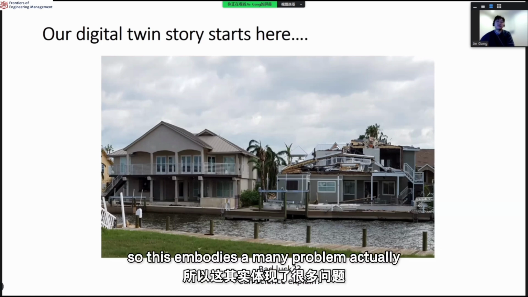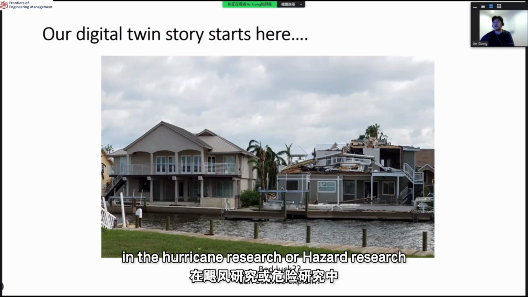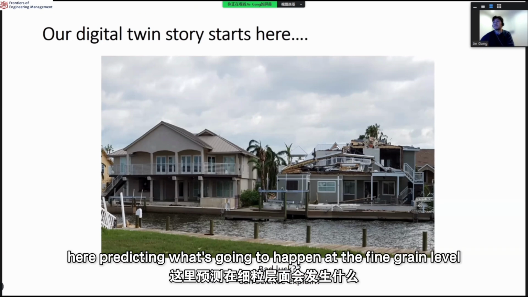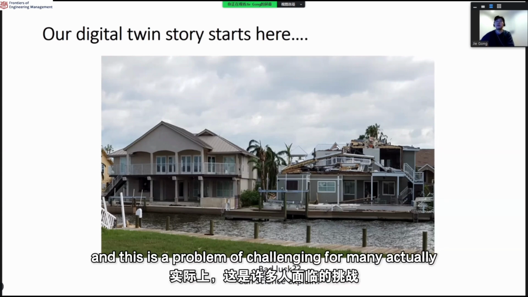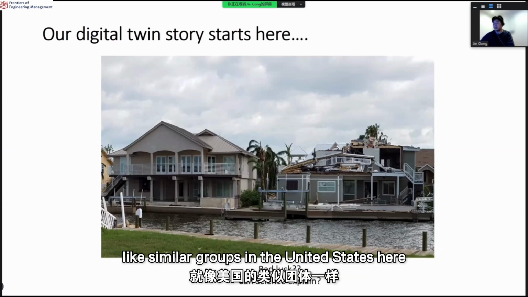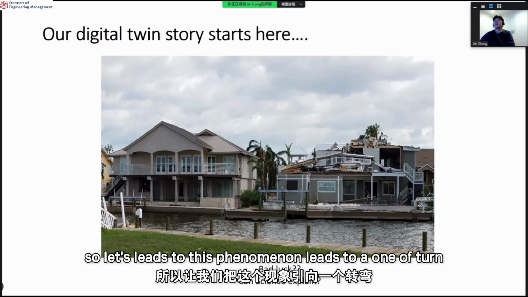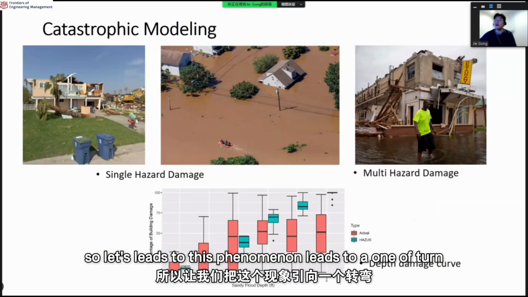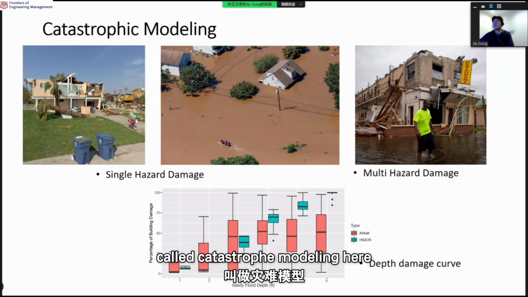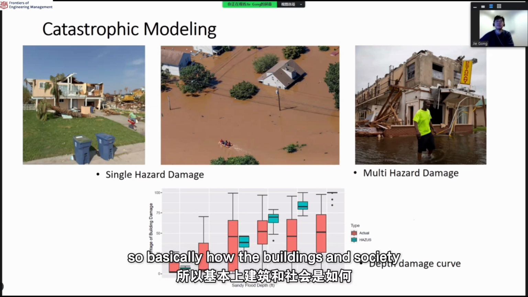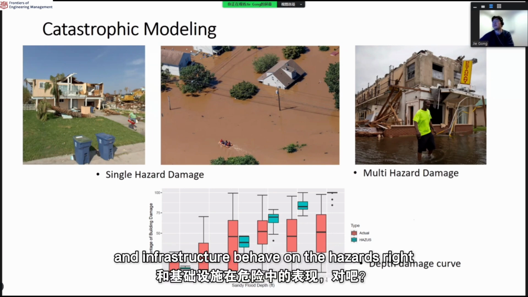This embodies many problems in hurricane and hazard research: predicting what is going to happen at a fine-grained level, down to individual buildings. This is challenging for many similar groups in the United States. This phenomenon leads to a term we often use, catastrophe modeling, which is basically how buildings, society, and infrastructure behave under hazards.